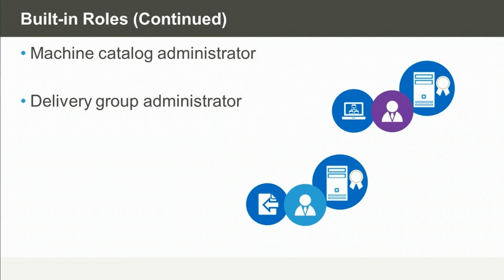Then you have your delivery group administrator, and having the ability to deliver applications and desktops is a primary role for this particular group. It can manage sessions associated with the delivery group, as well as some policy and power management settings. So those are the various roles that you can use with delegated administration for your XenDesktop environment.